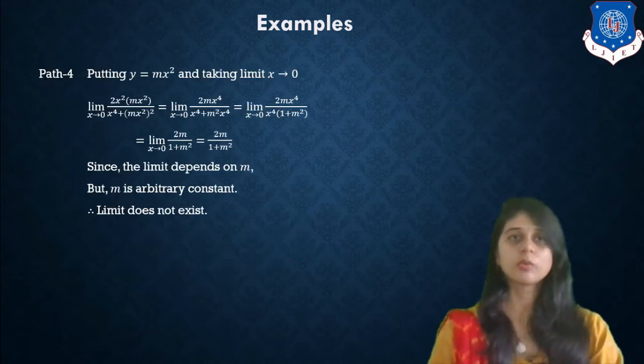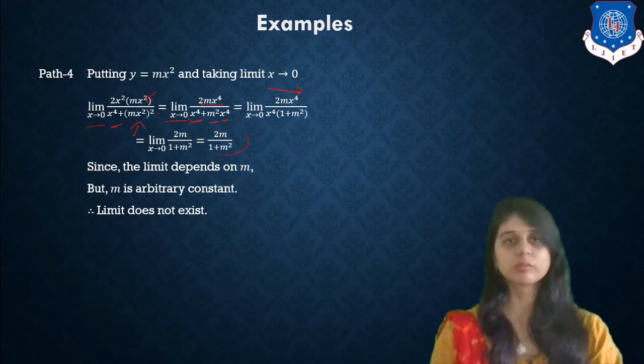Okay. Now, putting y equal to mx square, because the first three paths gave the same answer, that is 0. Now, taking y equal to mx square and the limit as x tends to 0. 2x square mx square means we get 2m x raised to 4, upon x raised to 4 plus m square x square raised to 2, that means x raised to 4. We take x raised to 4 common, so we get 2m upon 1 plus m square.